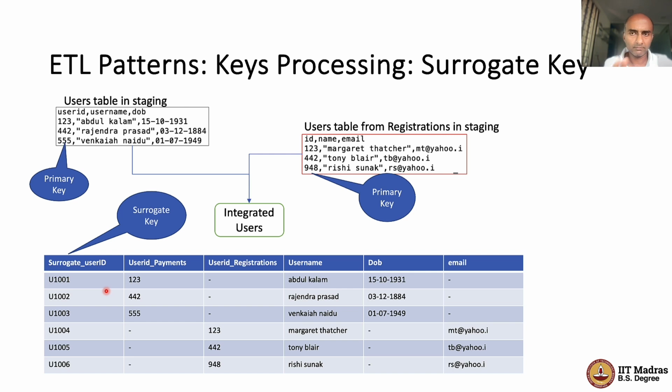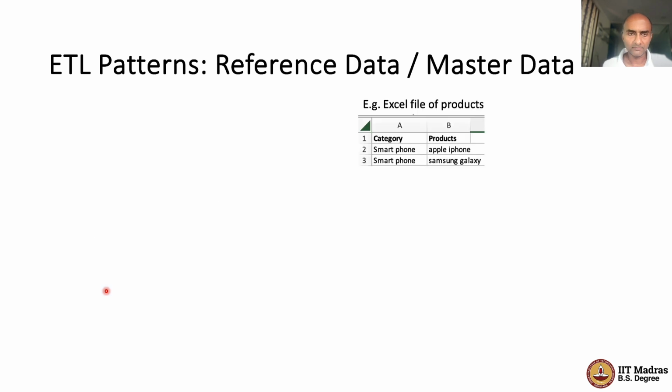So we took a look at primary key, foreign key relationships back to the primary key, composite key, and surrogate key. Now let's look at one last associated pattern in this context, which is called the reference key or reference data master data management. So this is actually a very lengthy topic.